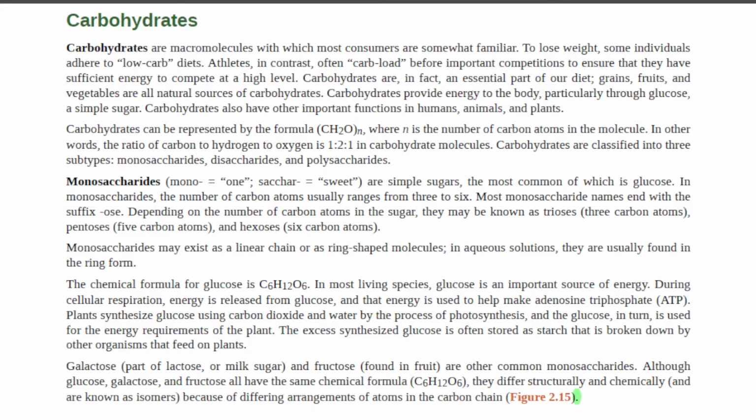The excess synthesized glucose is often stored as starch that is broken down by other organisms that feed on plants. Galactose, part of lactose or milk sugar, and fructose, found in fruit, are other common monosaccharides. Although glucose, galactose, and fructose all have the same chemical formula, C6H12O6, they differ structurally and chemically and are known as isomers because of differing arrangements of atoms in the carbon chain.